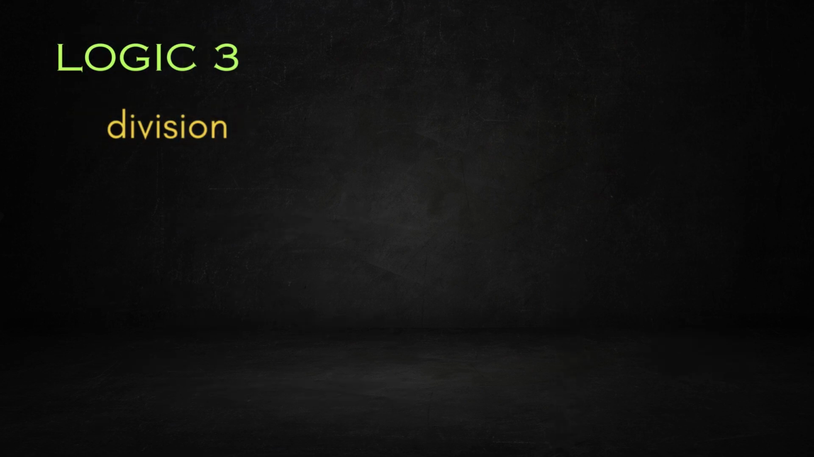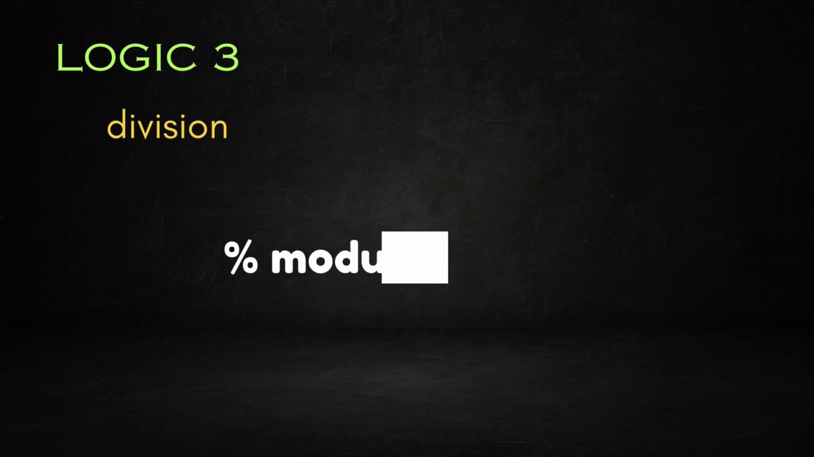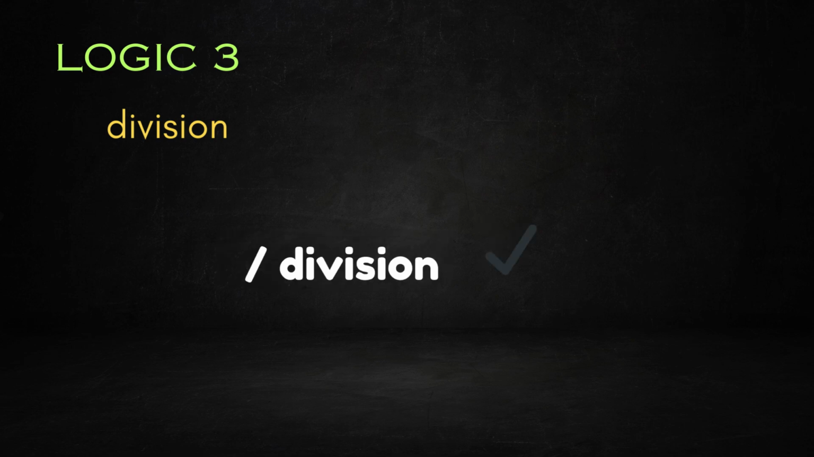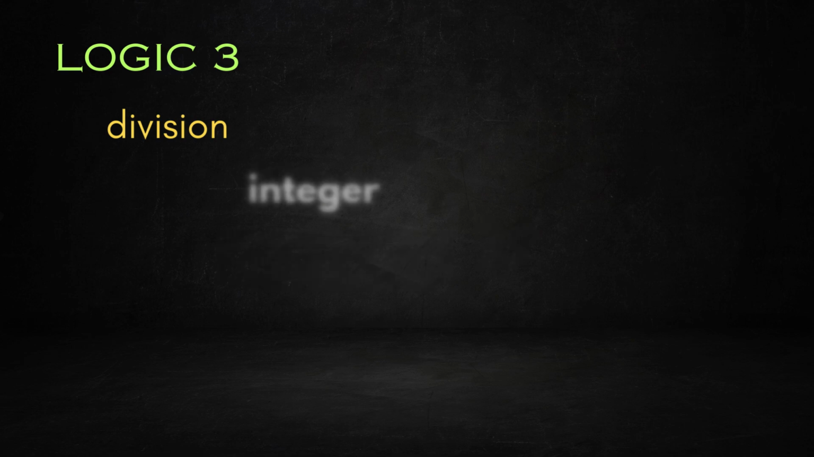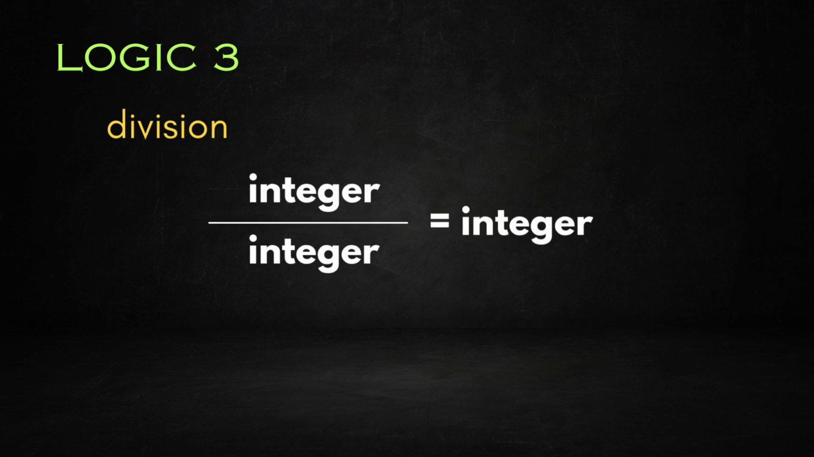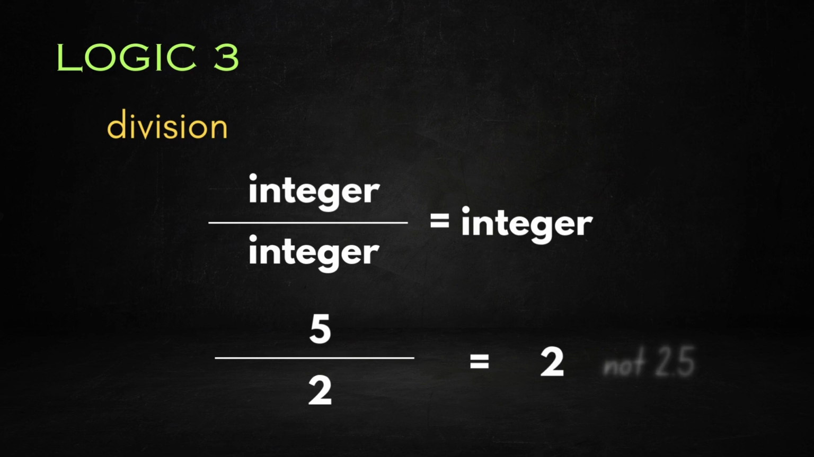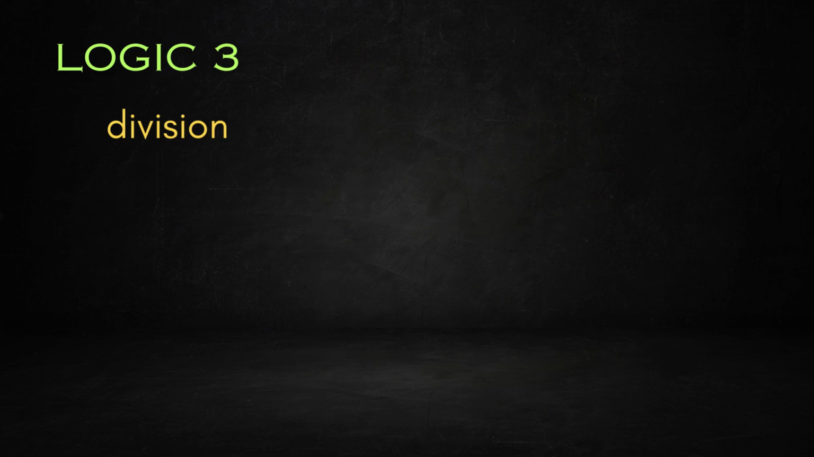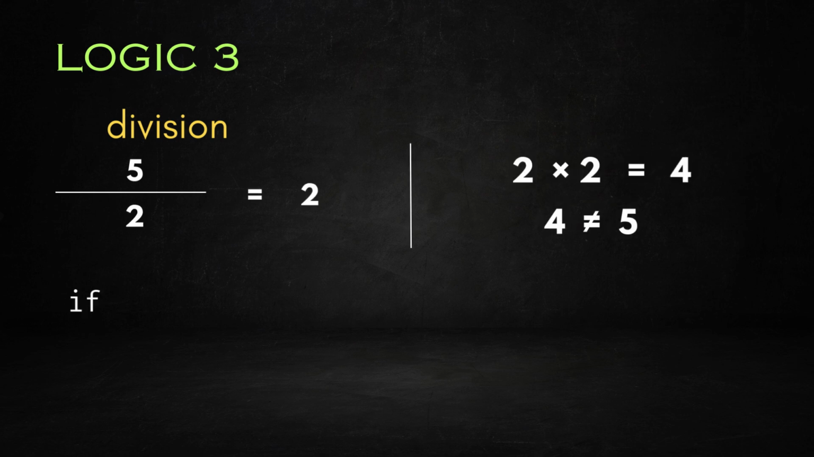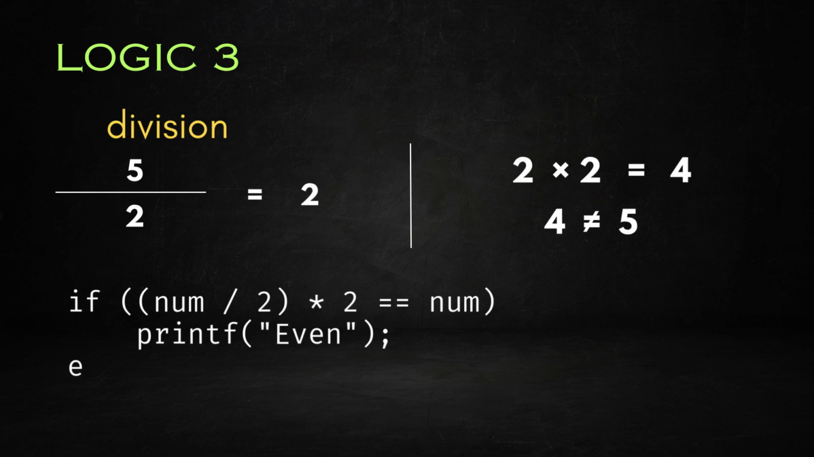Logic 3. Division logic, integer division explained. Now imagine this condition. You are not allowed to use the modulus operator. So what can we do? We use division logic. In C language, division of two integers always gives an integer result. That means any decimal part is automatically removed. So when we divide a number by 2 and then multiply it again by 2, if number / 2 * 2 equals number, printf even, else printf odd.